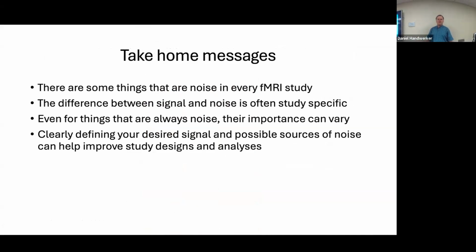But in a lot of cases, the difference between signal and noise is study specific. And even for these things that are always noise, their importance varies. As I mentioned earlier, dropout in the amygdala: if I'm not studying the amygdala, who cares? Or the more true example: I didn't collect data from the cerebellum. Who cares about the cerebellum? There are a lot of studies that don't have cerebellum, and for a lot of studies that's not a big deal. For studies that think the cerebellum might be an important part of the brain, that is incredibly critical. So some things might matter to some people more than others.